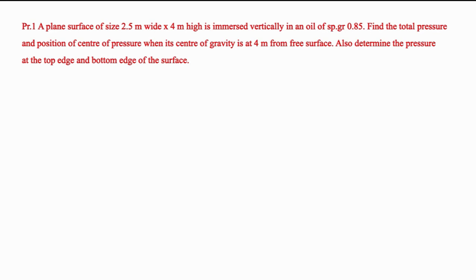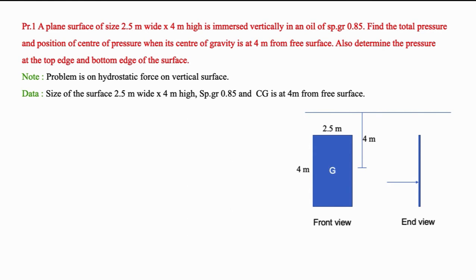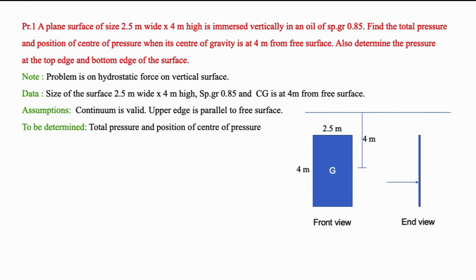Let us convert the description into a form of an image. Problem is on hydrostatic force on vertical surface. Size of the surface is 2.5 meter wide by 4 meter high. Specific gravity is 0.85. Center of gravity is at 4 meters from free surface. Assumptions: continuum is valid, upper edge is parallel to free surface. To be determined is total pressure, position of center of pressure and pressure at the top edge and bottom edge of the surface.